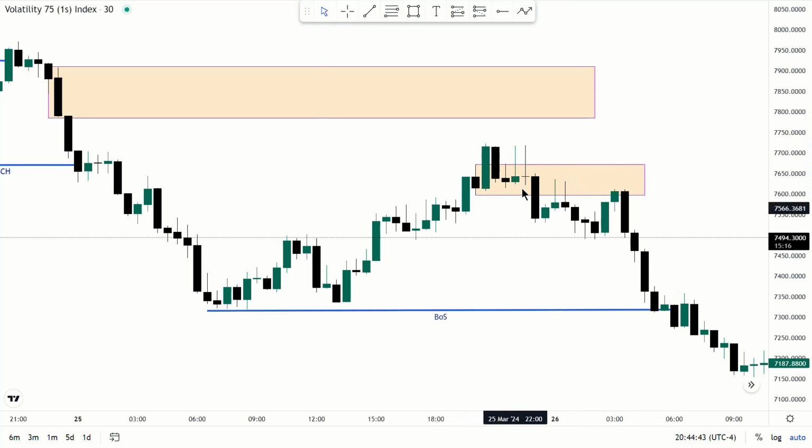This is the 30-minute chart, so I'm still using my 1-minute chart, but you can also use the 5-minute chart, even the 2-minute chart, but I just like the 5 and the 1-minute chart. I don't like anything in between. So okay, we'll just use the 1-minute chart to show you what's happening.